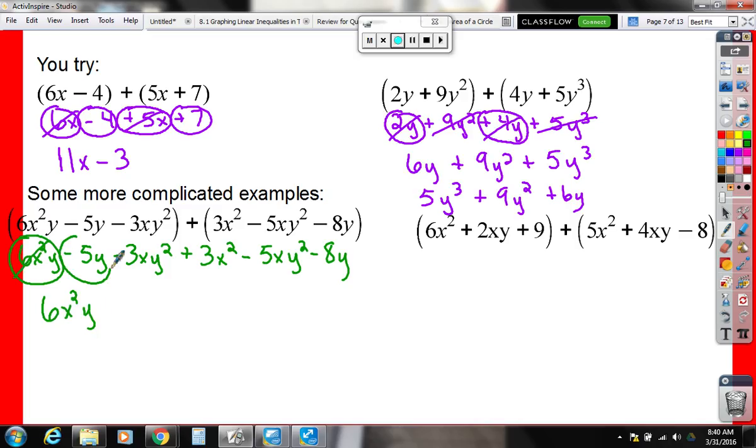Okay, moving to the next term. Brittany, do you see any others that are exactly like that term? Which one? Good. Negative 8y. Thank you for remembering the negative. When I combine the two, what do I get?